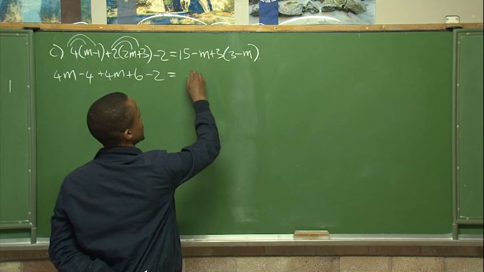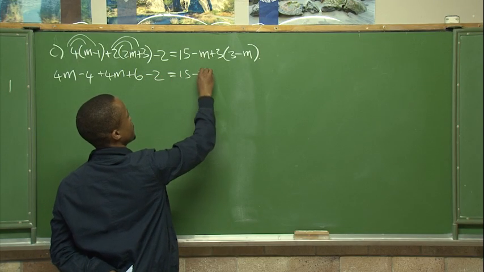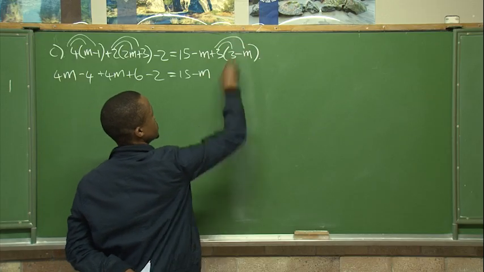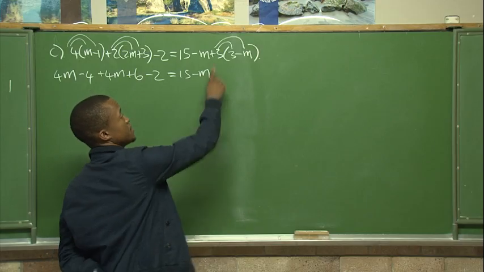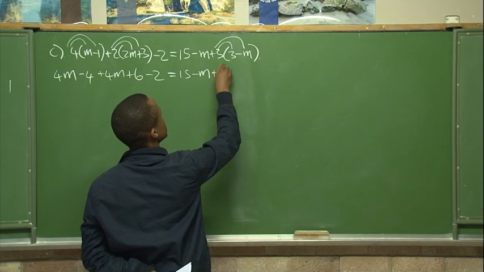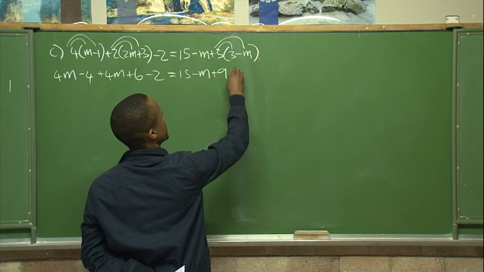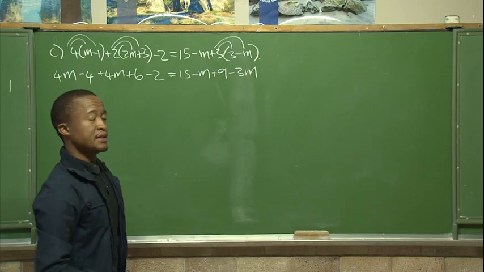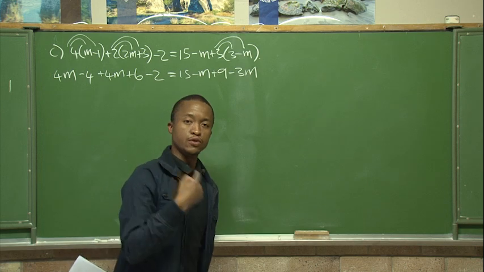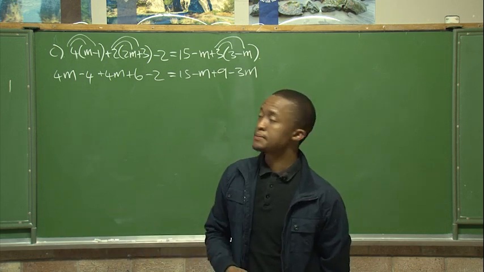We still have our terms as they are. We then distribute the factor of 3 with 3 minus m. So 3 multiplied by 3 will be positive 9. 3 multiplied by negative m will be negative 3m. So what we've done, we have applied the distributive law where applicable.